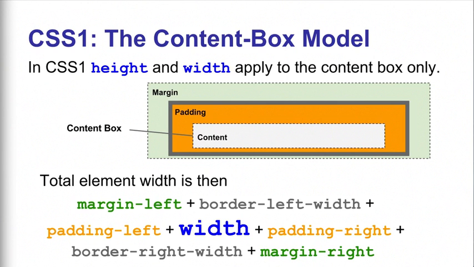In the CSS1 content box model, all width and height properties in the CSS refer to just the height and width of the content area, or as it's called here, the content box. The total width of the element is then calculated by adding the margin, border thickness, and padding to whatever is the specified width. Starting from the left side, the total width includes the left margin, the left border, the left padding, the given element width, the right padding, the right border, and the right margin.